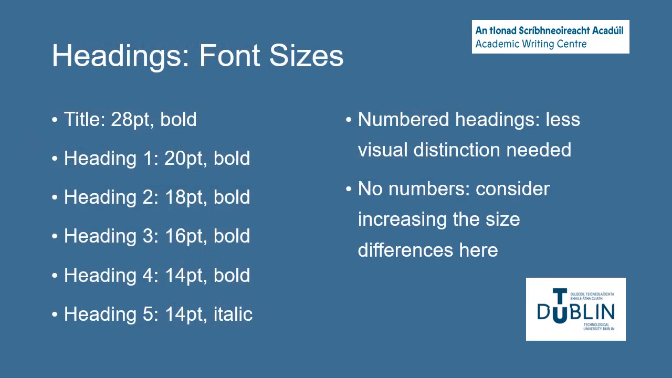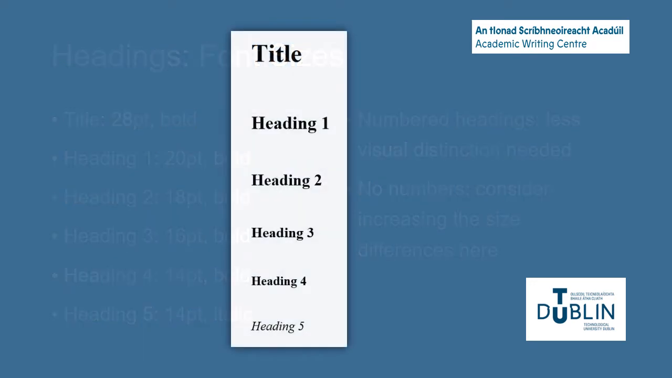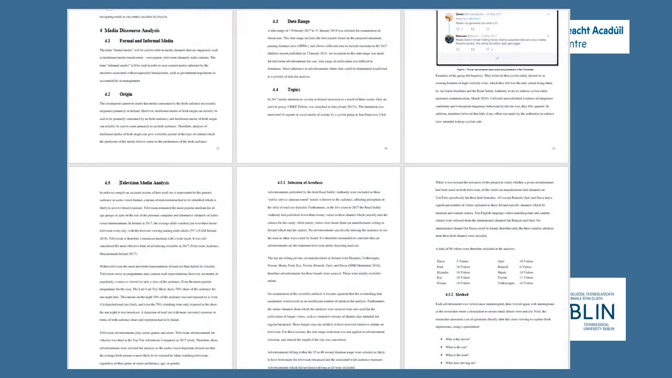The heading settings I like to use are shown here. Pause the video if you want to take it down. Using those settings, your headings will look like this, of course with paragraphs in between. If your headings are numbered, you can go for less visual distinction between heading styles. Using the settings I described so far, your document will look like this.